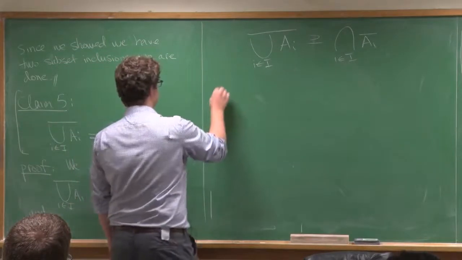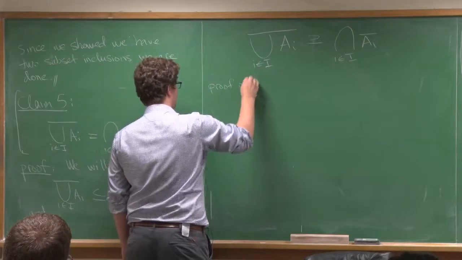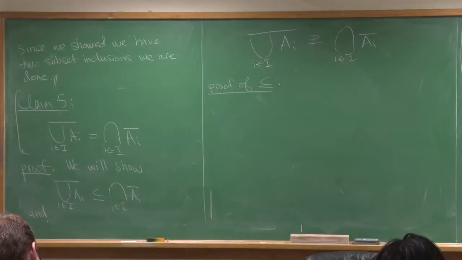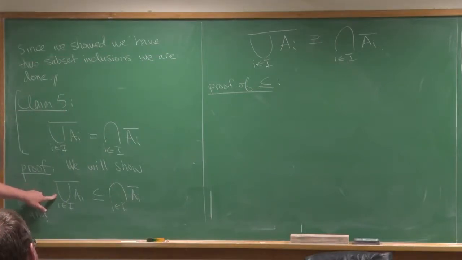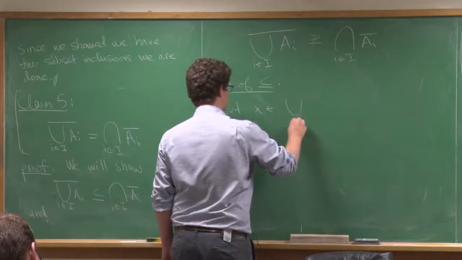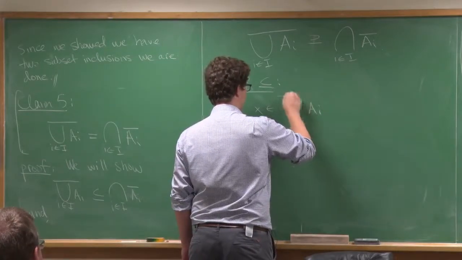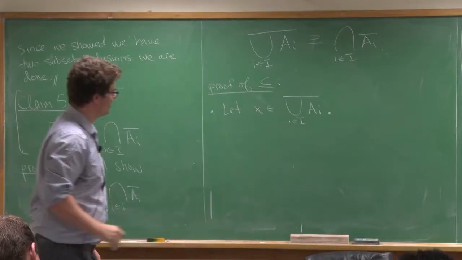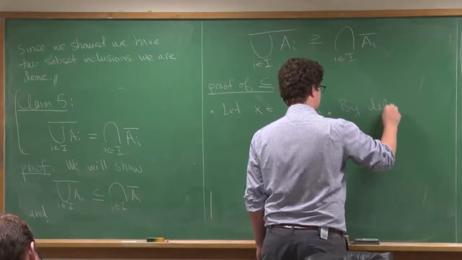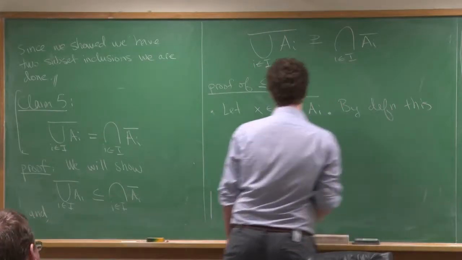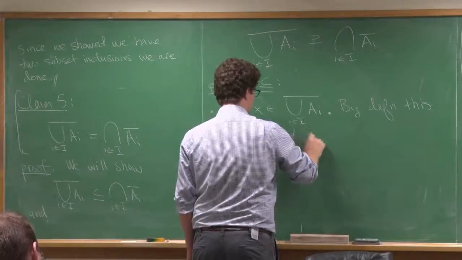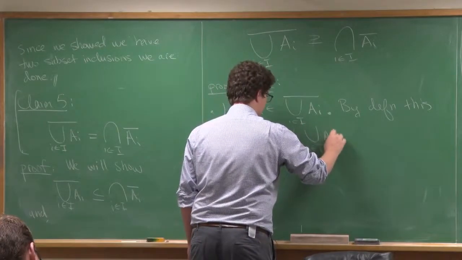Okay, so the proof of this one. All right, so how does this proof start? You let x be an element of the complement of the union of A_i. Okay? So by definition, this means that x is not an element of the union of A_i.